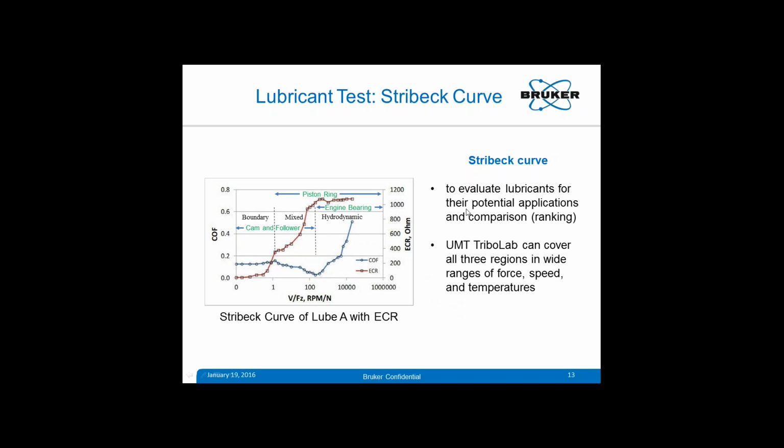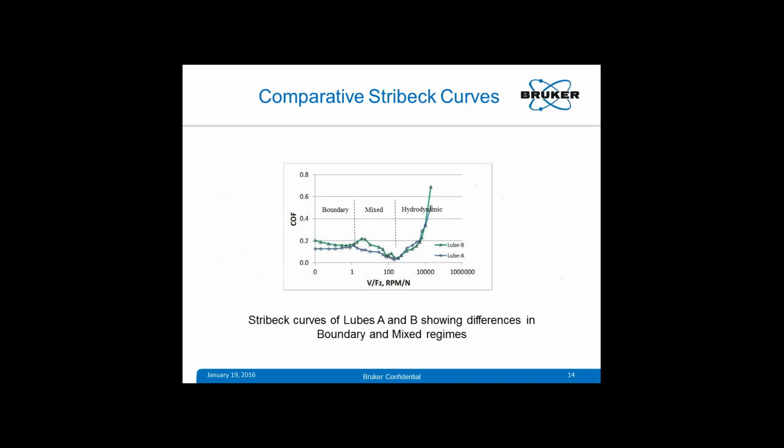Stribeck curve is used to evaluate lubricants for their potential applications, in which region they work better. It is also used for comparing many different kinds of lubricants to find out which one will work better in which region for which particular component.